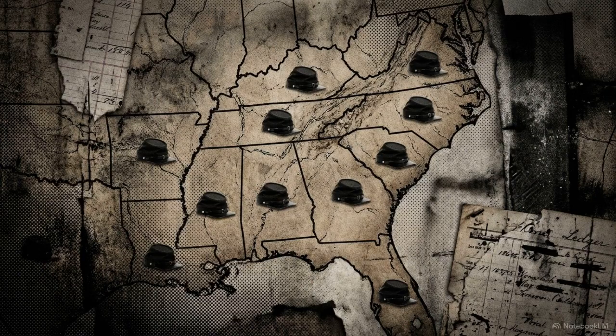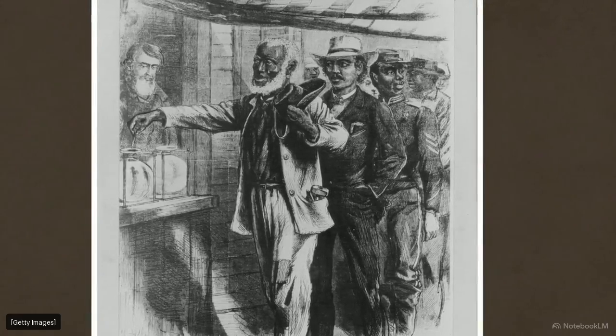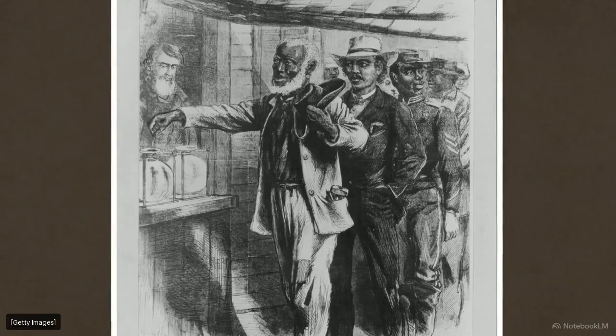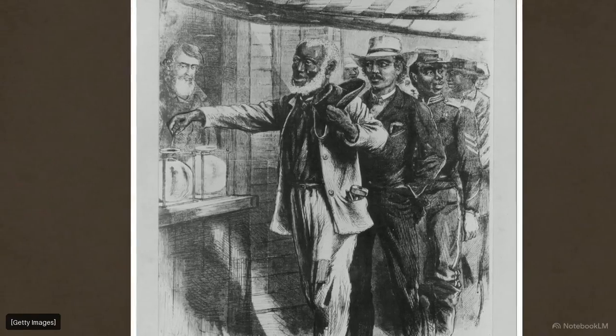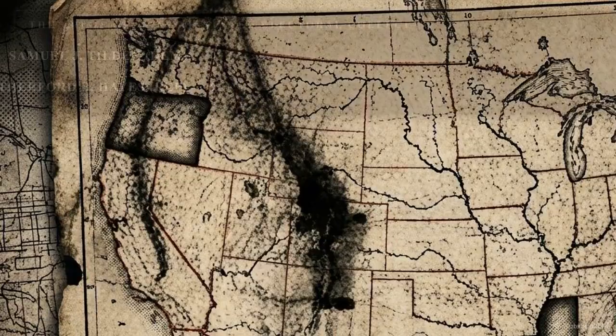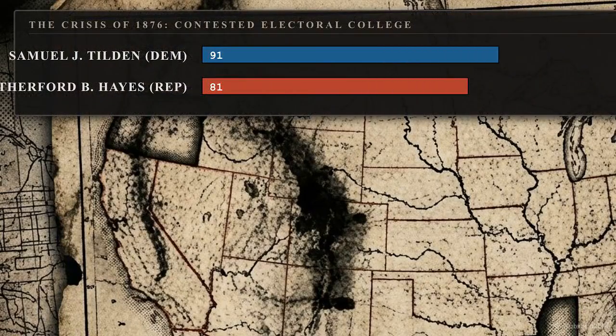At the time, the region was under federal military oversight, a period known as Reconstruction. Union troops remained stationed there to protect the political rights of Black Americans, ensuring they could safely vote and hold office. This map shows the mathematical deadlock of election night.